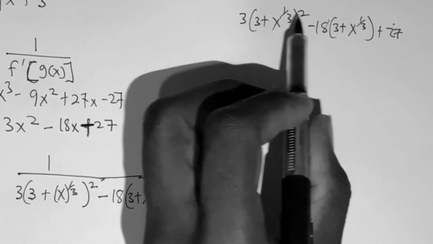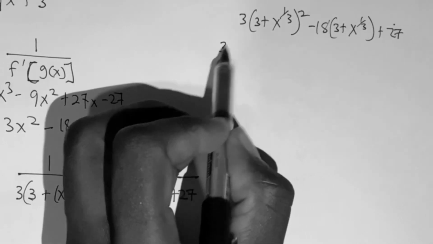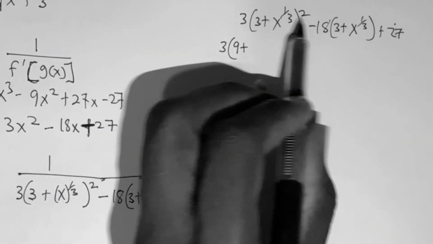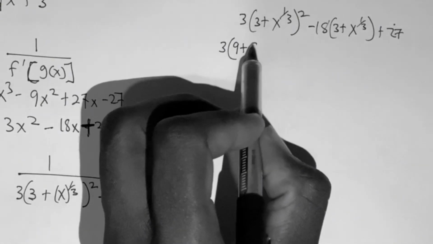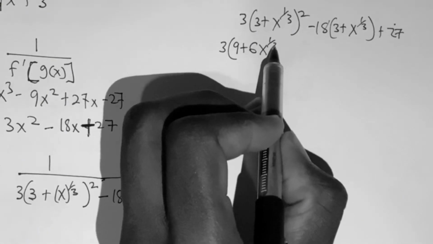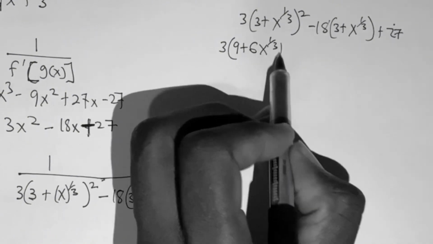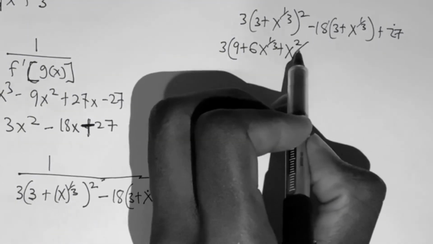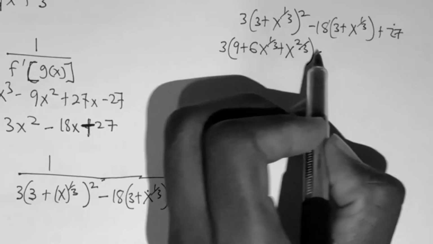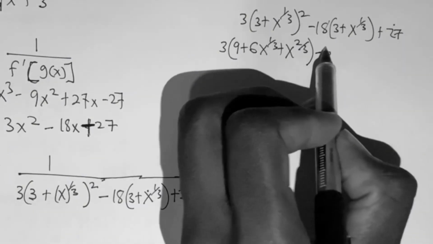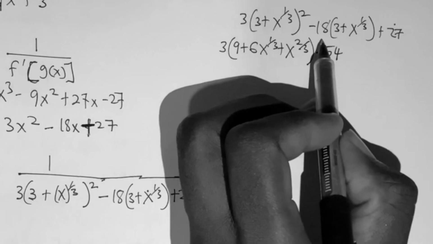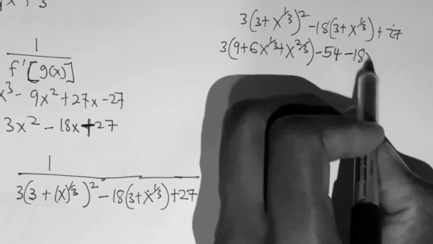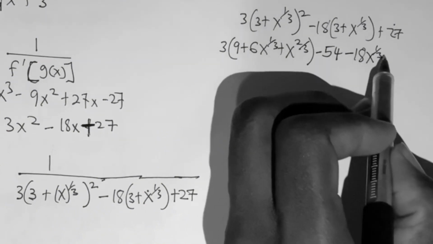So now let's expand this. This becomes 3 times 3 squared, which is 9, plus 2 times 3 is 6, so here is 6x exponent 1 over 3. Then plus x exponent 1 over 3 squared becomes x exponent 2 over 3. Then minus 18 times 3 is 54. Then minus 18x exponent 1 over 3.